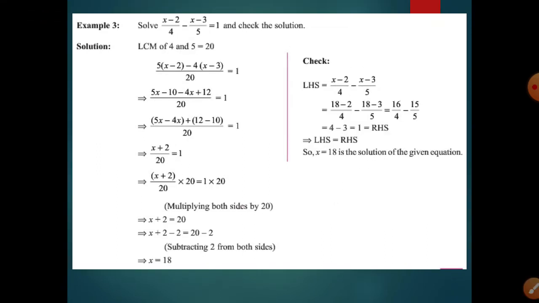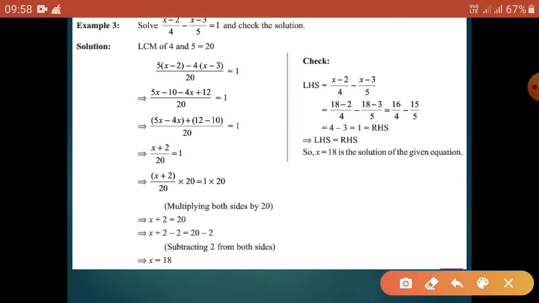Next slide. Here also we are taking another example. We have to solve (x minus 2) by 4 minus (x minus 3) by 5 equal to 1 and check the solution. At first we take the LCM of 4 and 5, that is 20. So here 5 into (x minus 2), and here it is minus 4 into (x minus 3). Then we are multiplying this.